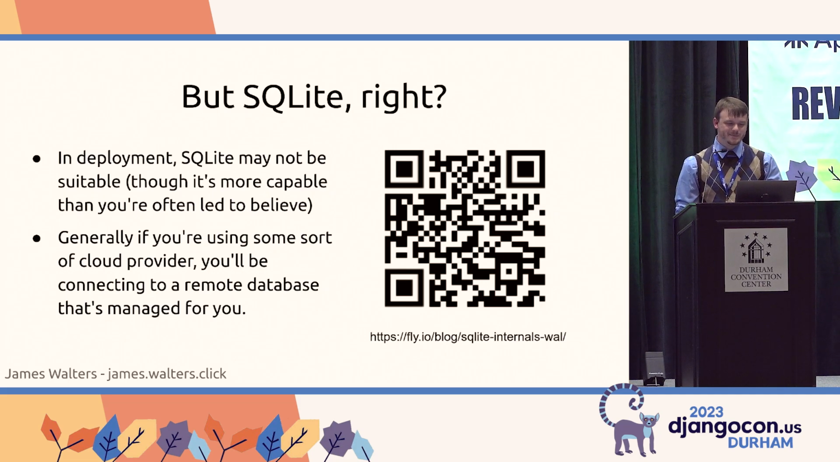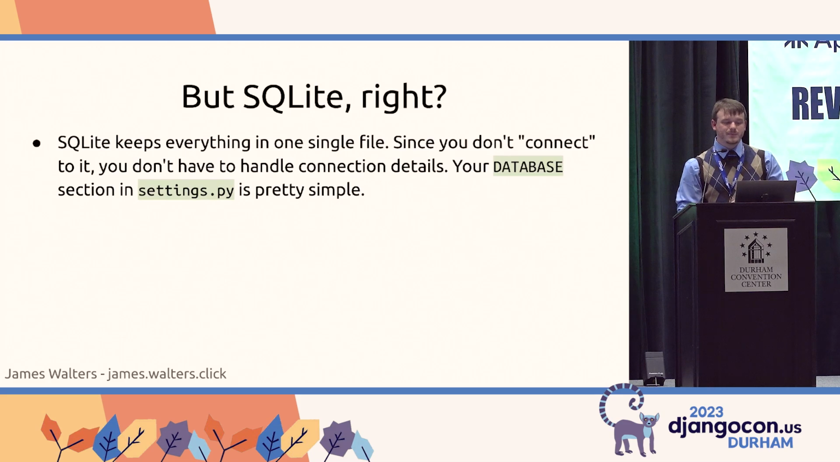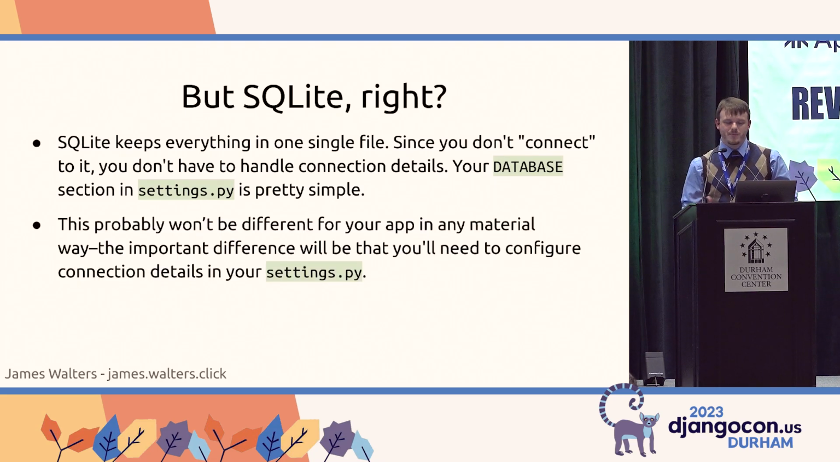Generally, if you're using some sort of cloud provider, you'll be connecting to a remote database that's managed for you. And that means you'll have a URL for the database, a port, username, password, this kind of stuff. And all of that will live in your settings.py. SQLite is really cool because it keeps everything in a single portable file, and that makes it easy to back up, easier to wrap your head around, and since you don't connect to it, you don't have to handle those connection details. Your settings.py is pretty simple, but if you're using a different database in deployment, you'll need to rework your database settings.